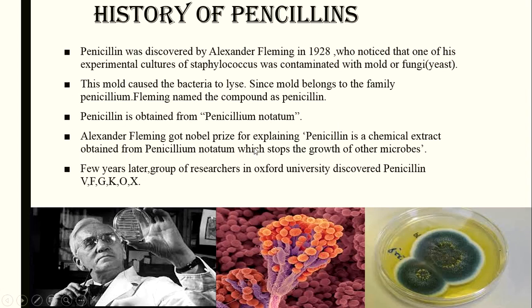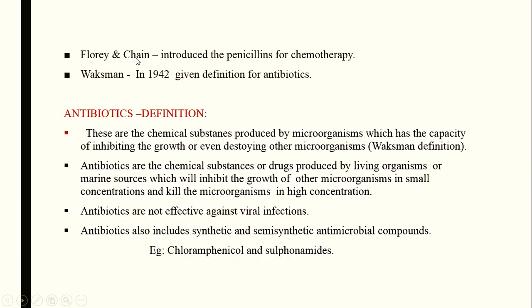Alexander Fleming got the Nobel Prize for explaining that penicillin is a chemical extract obtained from Penicillium notatum, which is a mold or fungi, which stops the growth of other microbes. Few years later, a group of researchers from Oxford University started discovering various penicillin derivatives like penicillin V, penicillin F, penicillin G, penicillin K, penicillin O, and penicillin X, and so on. Flory and Chain introduced the penicillins for chemotherapy. Waksman is another scientist who in 1942 gave the definition for antibiotics.